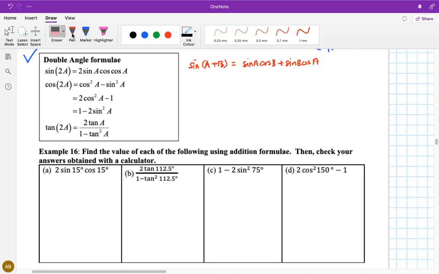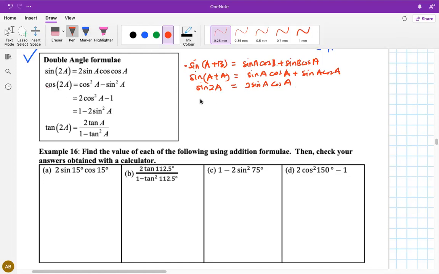If we change the B into A, that means we have sine (A plus A). So sine (A plus A) becomes sine A cos A plus sine A cos A, because B becomes A and cos B becomes cos A. So you get 2 sine A cos A. Therefore, sine 2A is equivalent to 2 sine A cos A. This formula we get from sine (A plus B), from the addition formula.